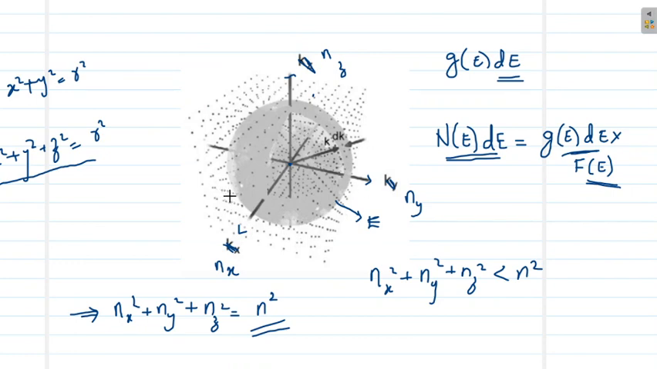Now, how many points are within this sphere? That is our next attempt to find out. That number of points will be obviously proportional to the volume of this sphere. If the volume of this sphere is larger, there will be more points within this sphere. That just means the energy we consider is larger.